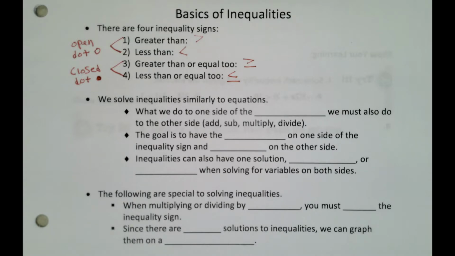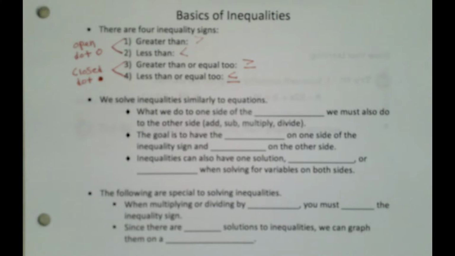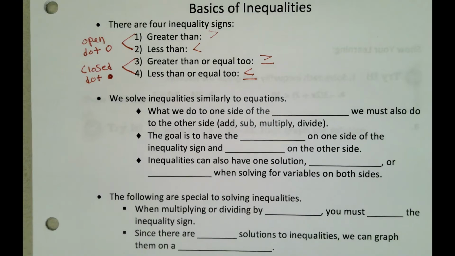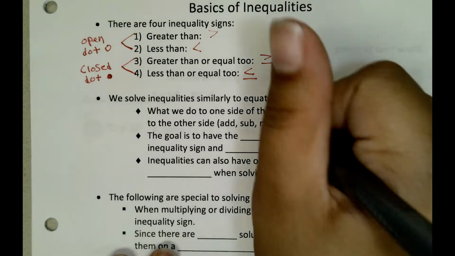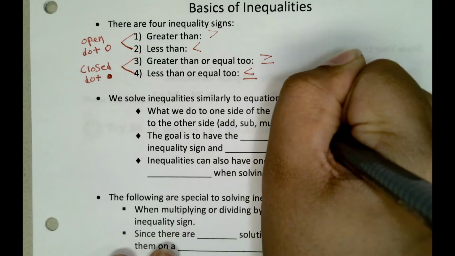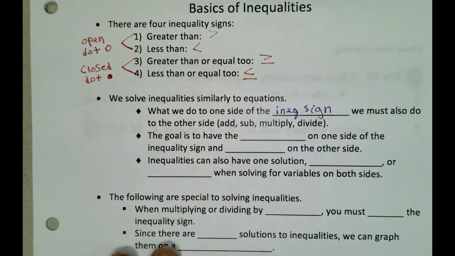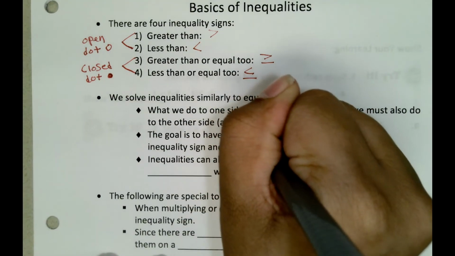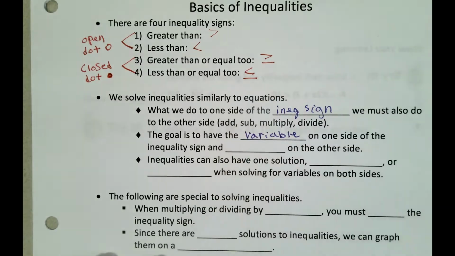Now let's talk about what's special to just inequalities. When multiplying or dividing by negatives, you must flip the inequality sign. So if you multiply or divide by a negative number, flip the sign. Since there are multiple solutions to inequalities, we can graph them on a number line. So we graph these on a number line.